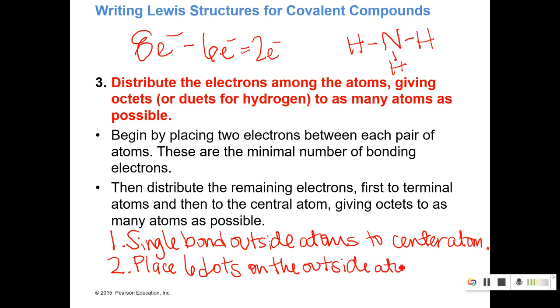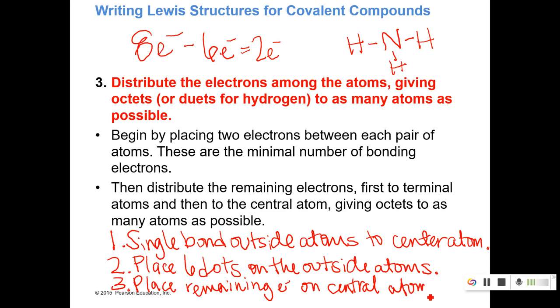Okay, but remember in this case, hydrogen can't get dots, so we go to number 3, place remaining dots, or remaining electrons, on central atom. And this needs to be done in pairs. Okay, so I have 2 left, we pair them, there they are. So this is my structure, my Lewis structure.